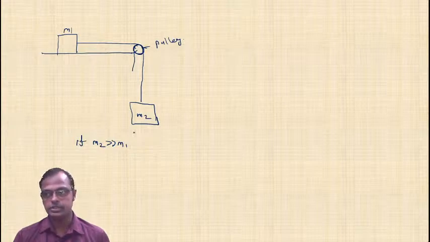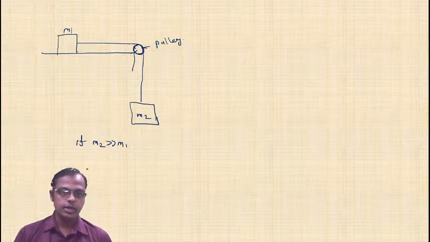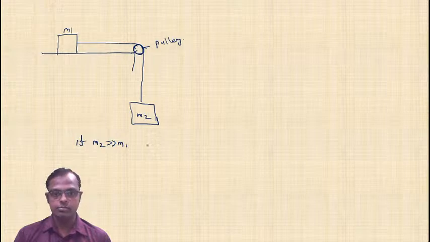M1 will accelerate, M2 will pull. Okay, everyone is typing M1 will move. Very good. So the condition here is M2 is greater than M1, definitely M2 will come down. Near to that, what will happen? The M1 also will slide towards the right.